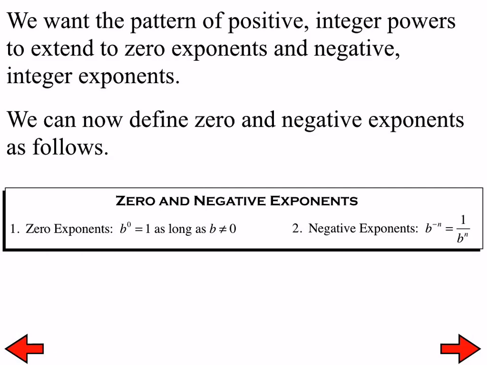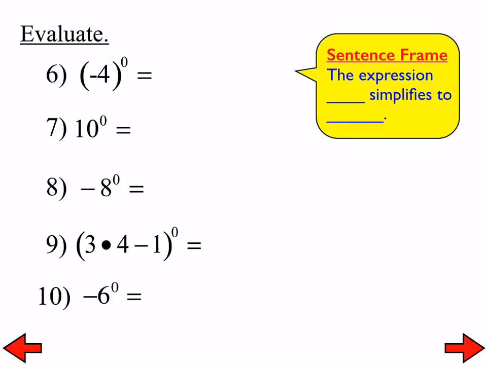And then the official definition for negative exponents, b to the negative n power is 1 over b to the n power, where, once again, b is any number other than 0. Okay? All right, quickly, do 6 through 10.